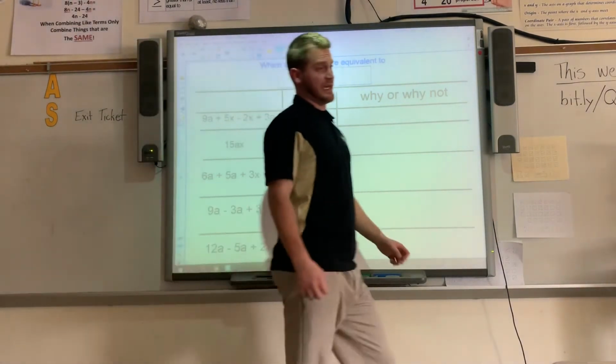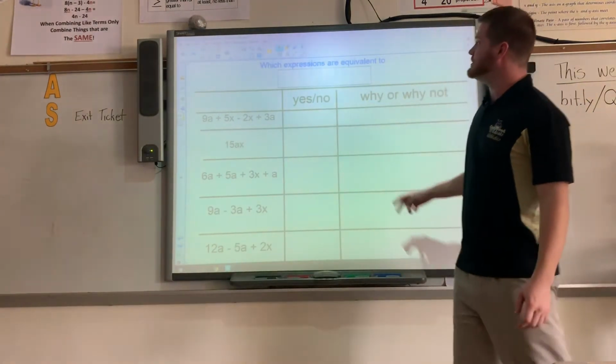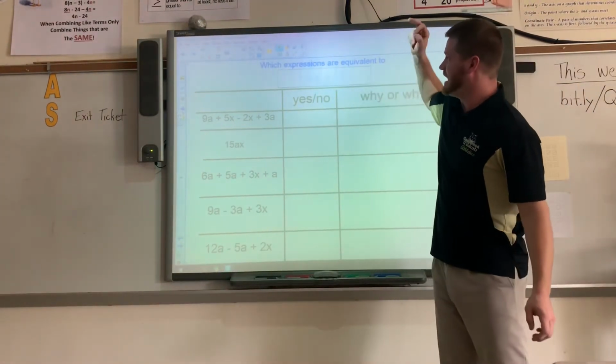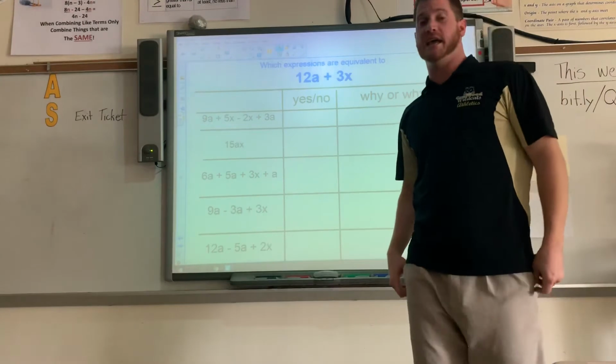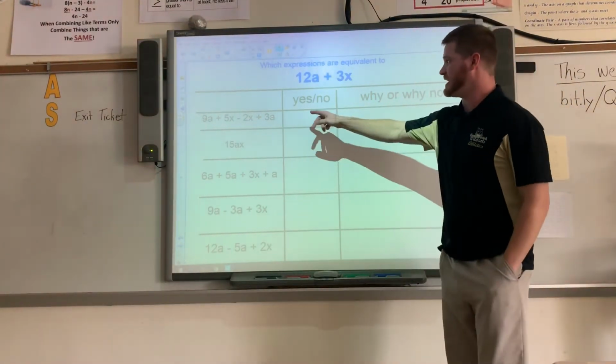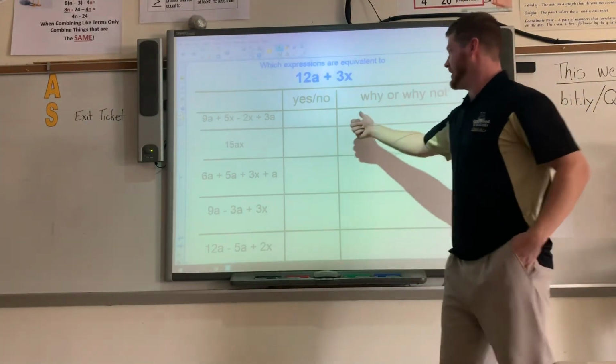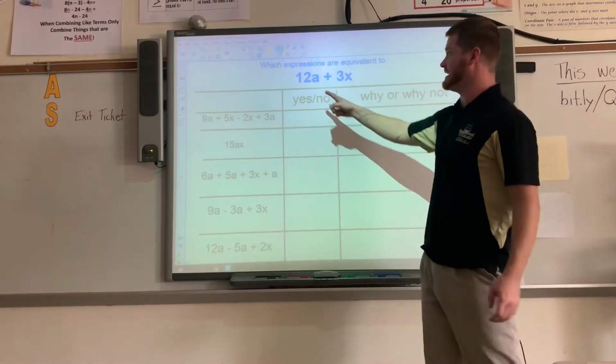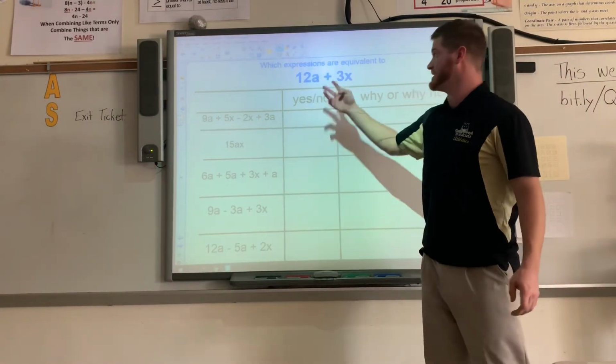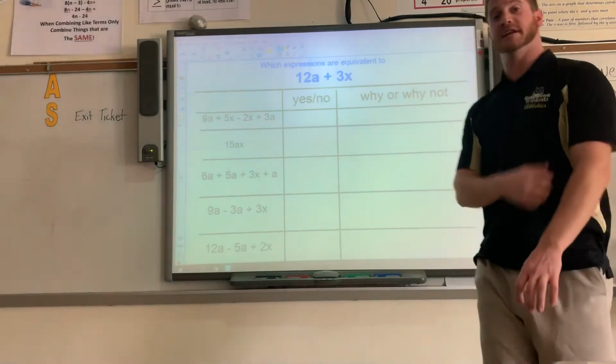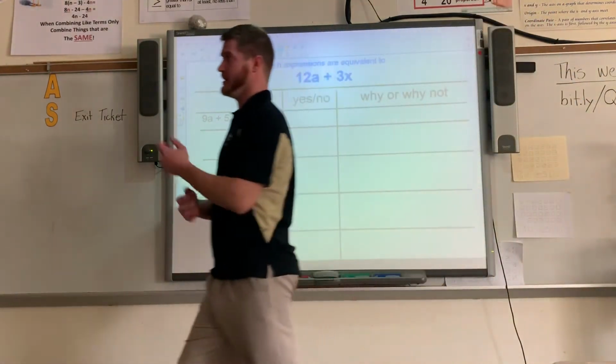Okay, here's what you're writing down. You're going to make them equivalent to hopefully 12a plus 3x. In this box, write yes or no. And over here, explain why or why not these expressions are equal to that top expression. Now would be a good time to pause it and practice these on your own.